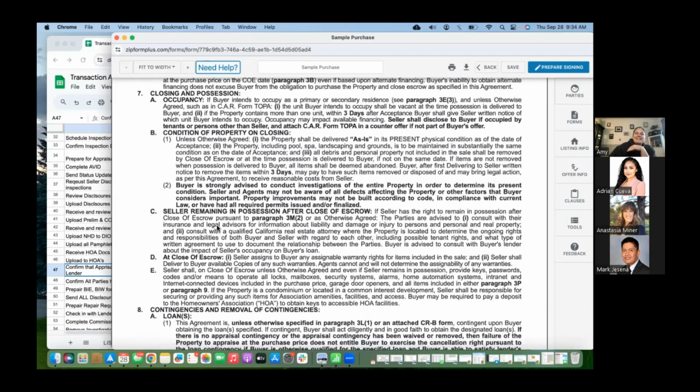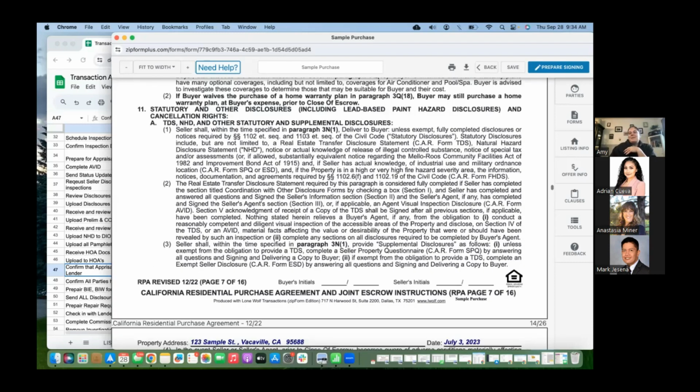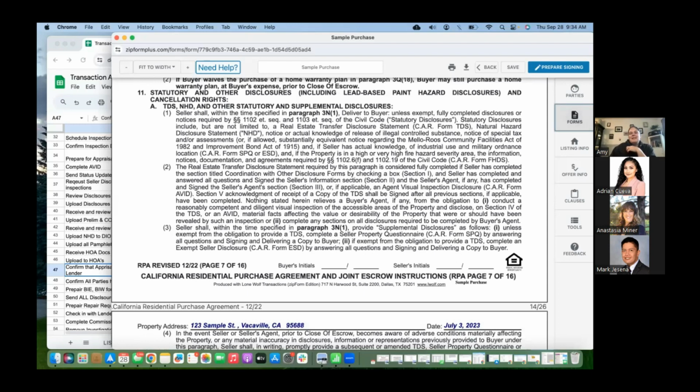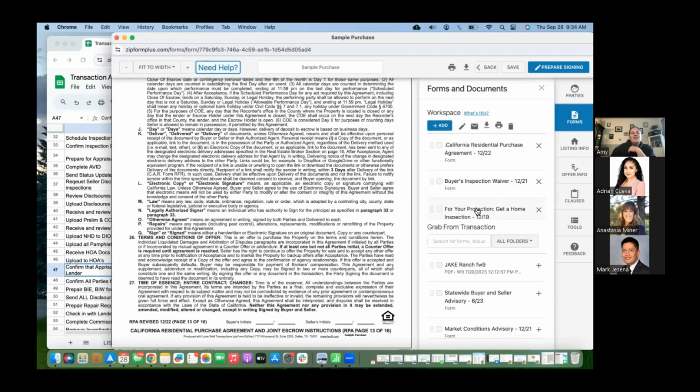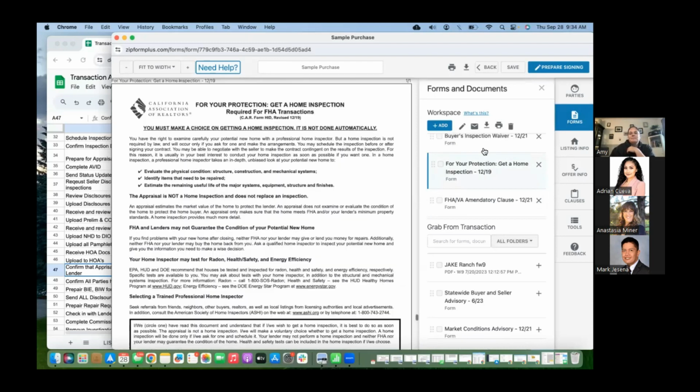Any other questions on that BIW form, the buyer's inspection waiver, or the HID, the for your protection, get a home inspection?